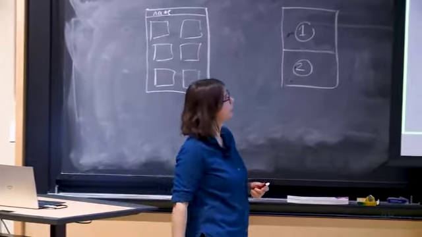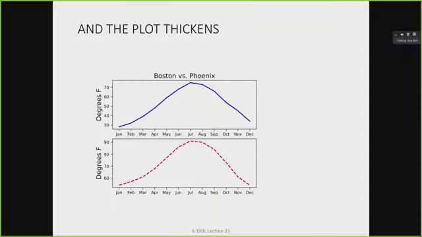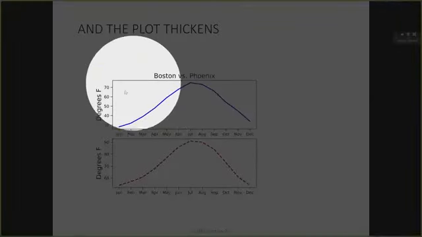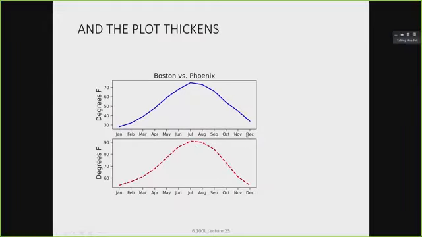So the way that this is going to look is as follows. I've got just one window that gets created, and you can see the top one has the Boston temperature, and the bottom one has the Phoenix temperature.